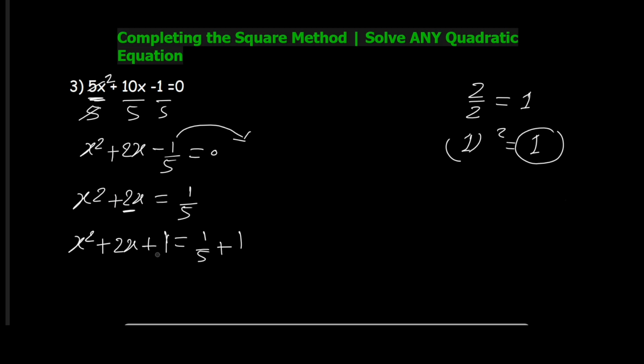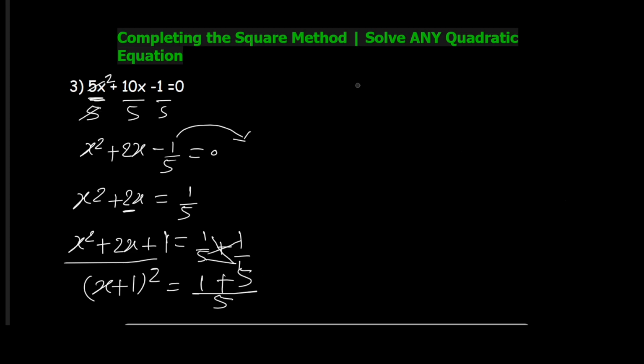Now, if we see this, this is the formula of (x plus 1) whole squared. The right side we have to add: simply multiply 5 by 1, which is 5, and 1 times 1, which is 1, giving 1 plus 5 over 5. So we have (x plus 1) whole squared equals 6 over 5.